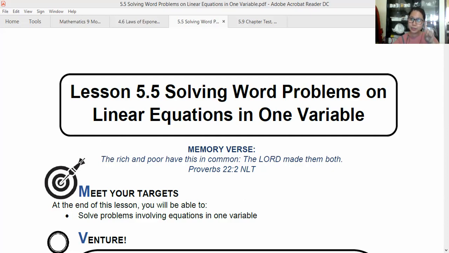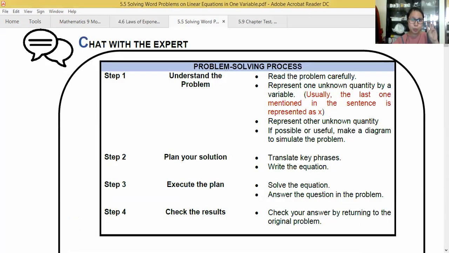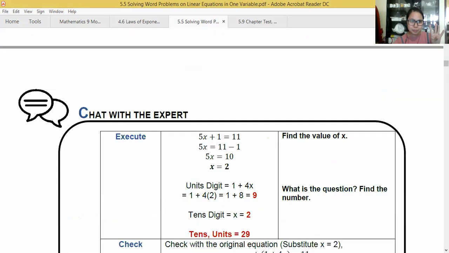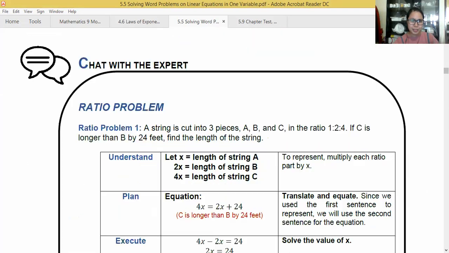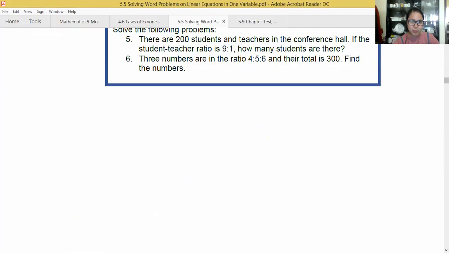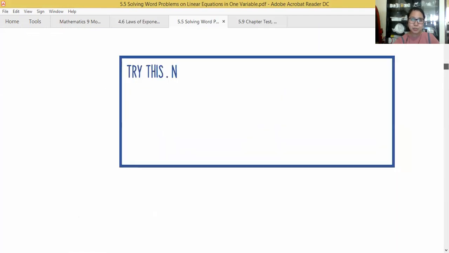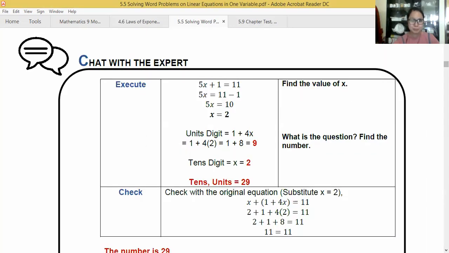We have the number problems. Second is the ratio. Third is work. And what's the next one? The other one, ratio, work, and age. Now, let's go first to number problems.